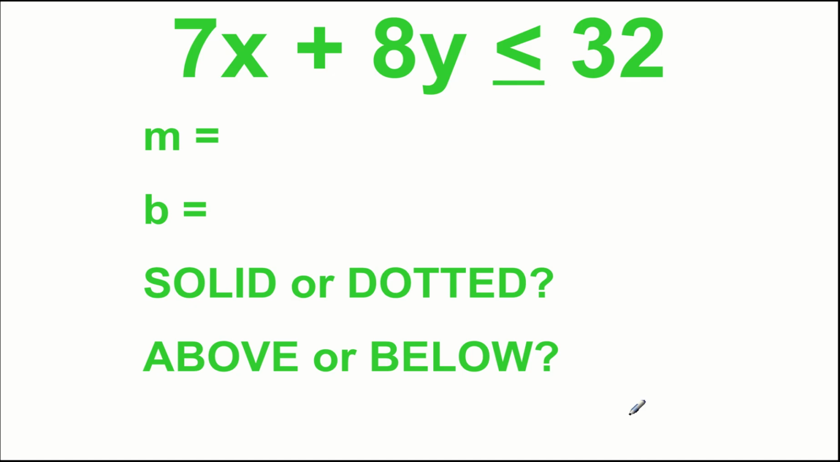All right, Sarah E., what's my slope? We got -7/8. That is correct. All right, and then what is my y-intercept? Sydney? 4 is correct. We got 32 over 8. So that's 4.